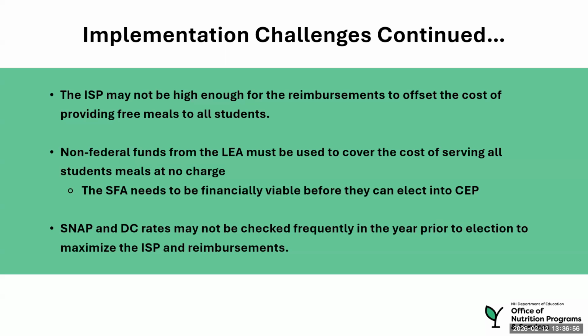And SNAP and direct certification rates might not be checked frequently in the year prior to election to maximize that ISP and the reimbursements. This typically isn't a problem for New Hampshire schools. I feel like all of the schools in New Hampshire are very good at running that direct certification list once a month. So that should not be an issue.